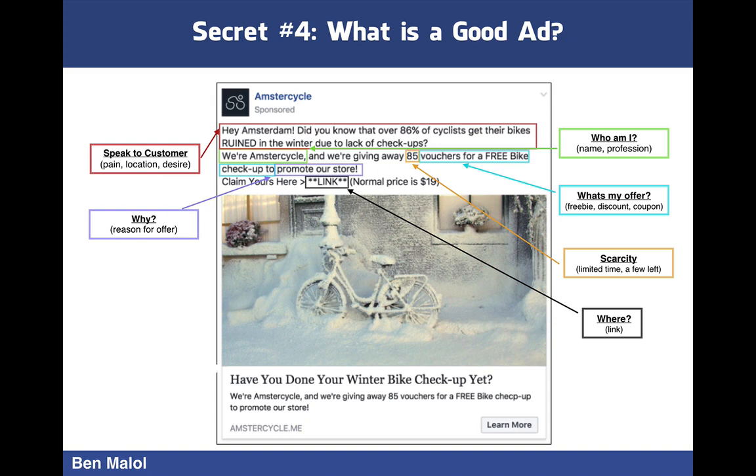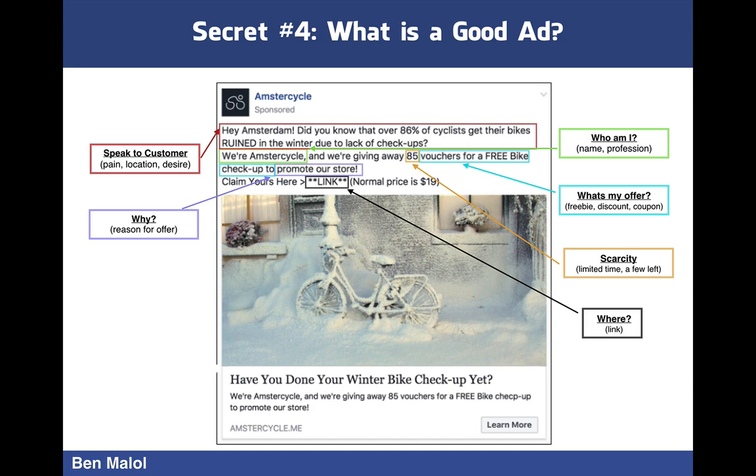So, hey Amsterdam, did you know that over 86% of cyclists get their bikes ruined in the winter due to lack of checkups? We're talking about a pain and a location. Anybody that lives in Amsterdam and sees this ad will have their attention grabbed. Then we're talking about a pain: over 86% of cyclists get their bikes ruined. So who am I? Name, profession. We are Amstercycle. Now, you don't have to use this. Some businesses don't. In e-commerce, you'll usually not talk about who you are.